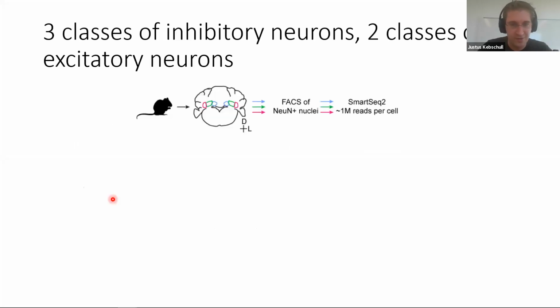So what did we find? We looked first at the mouse, did single-nucleus RNA sequencing of all the neurons in the different cerebellar nuclei.